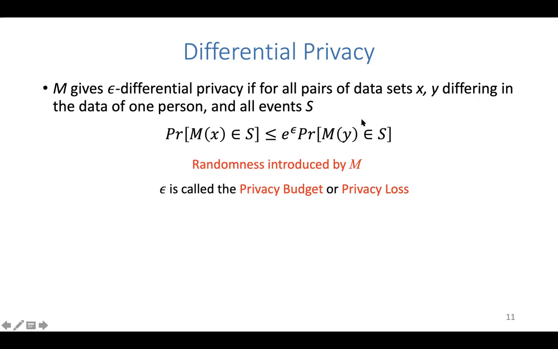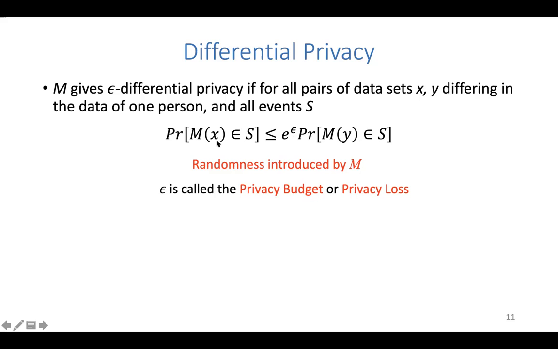So if the probabilities of the two differ by a factor of e to the epsilon, then it means that M provides epsilon differential privacy. And here, epsilon is called a privacy budget or privacy loss. So this e to the epsilon is like the error margin, or the bound of the difference between this term and this term.